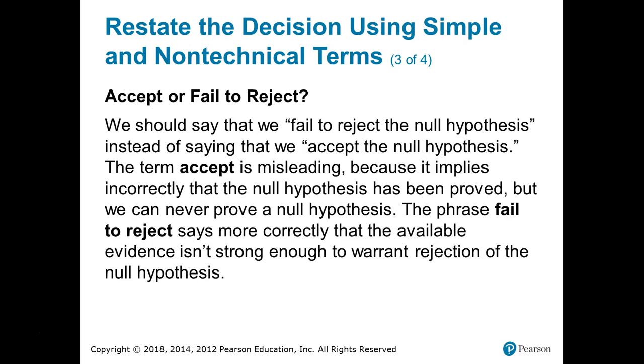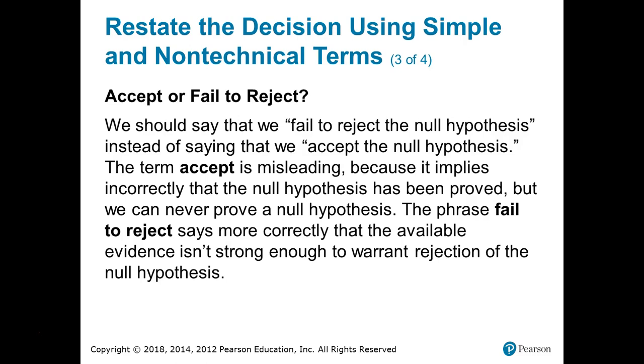So, accept or fail to reject. How should we word it when we have the case where it falls within the region? Should we say that we fail to reject the null hypothesis instead of saying that we accept the null hypothesis? Well, the term accept is misleading because it implies incorrectly that the null hypothesis has been proven, but we can never prove a null hypothesis. And this is an important statement right here: we cannot prove the null hypothesis. We can only reject or fail to reject the null hypothesis.